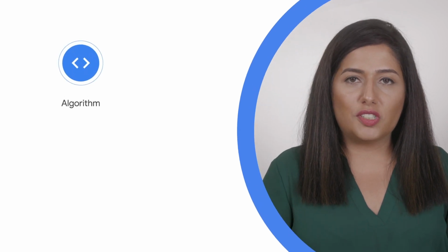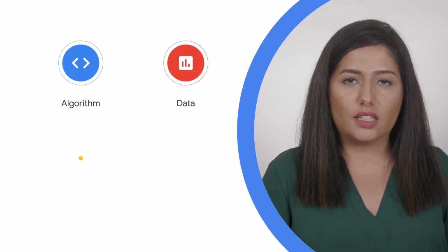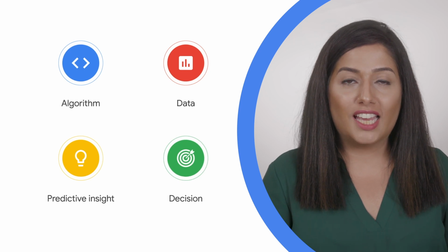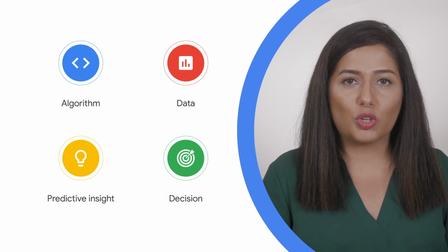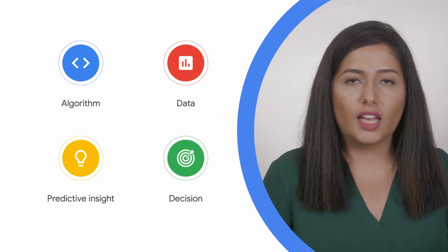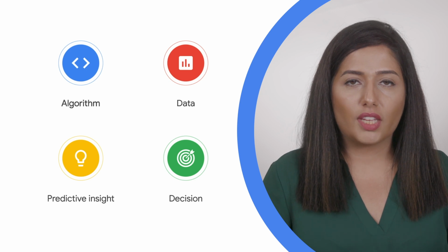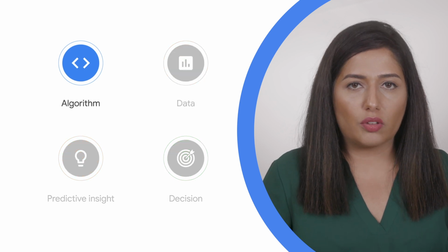that machine learning uses standard algorithms to analyze data, to derive predictive insights, and make repeated decisions. This definition applies to the regression and classification types of machine learning problems. Let's break down each of these components one by one. The first one is about algorithms.